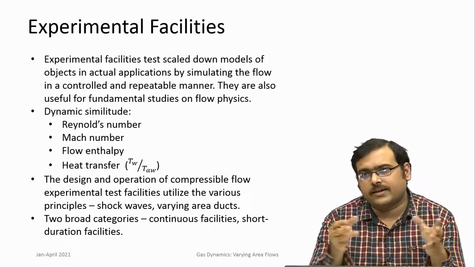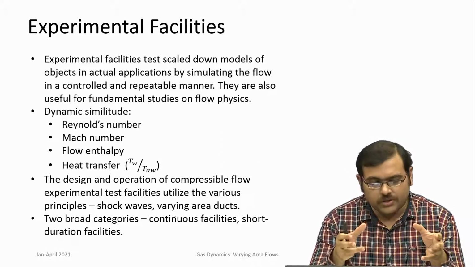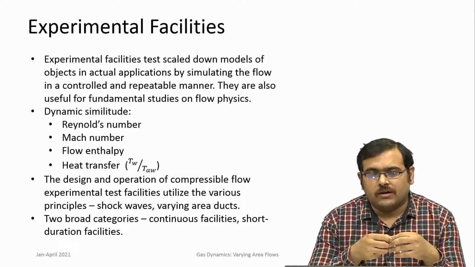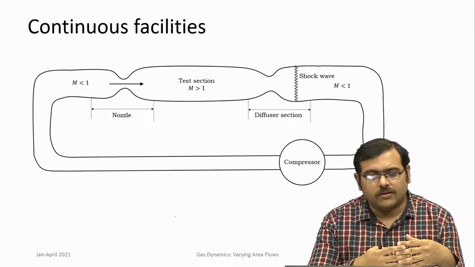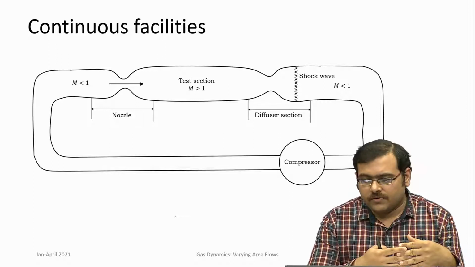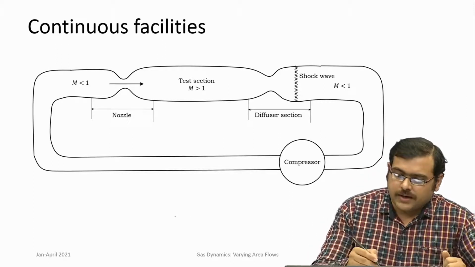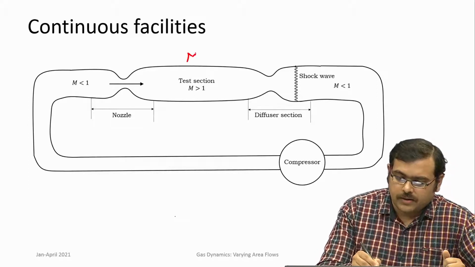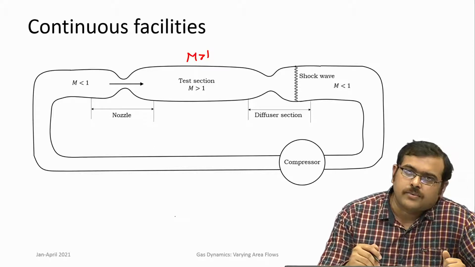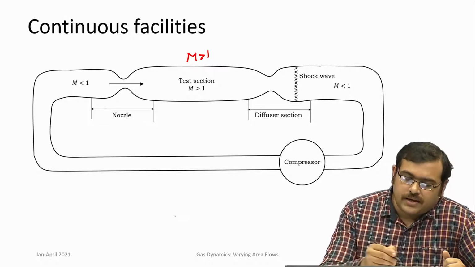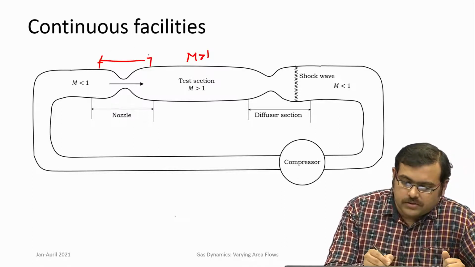Generally they are categorized as continuous flow facilities and short duration facilities. So for example, this is a schematic of a continuous flow facility. We know now that to produce a Mach number greater than 1, you need to provide a significantly higher pressure, so pressure ratios across the nozzle. So this is a nozzle block. So you have the nozzle.